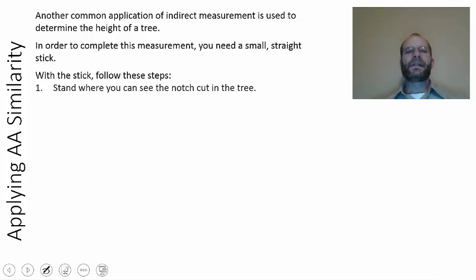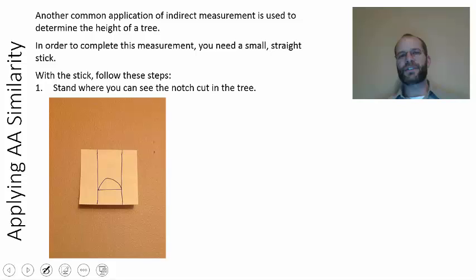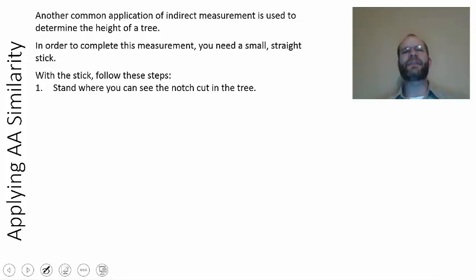Number 1, stand where you can see the notch cut in the tree. I've drawn a little notch on a piece of paper, a post-it note, which I've placed on my wall. So you can see that I'm standing in a way that I can actually see that notch. By the way, let me just mention the way that you cut a tree. Let me just draw that out real quick.